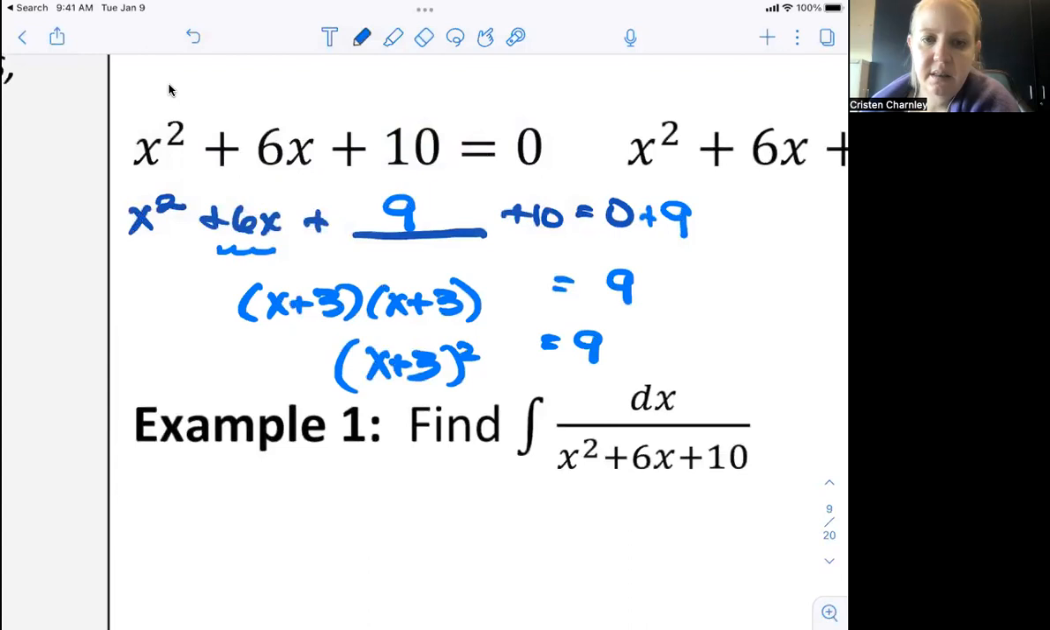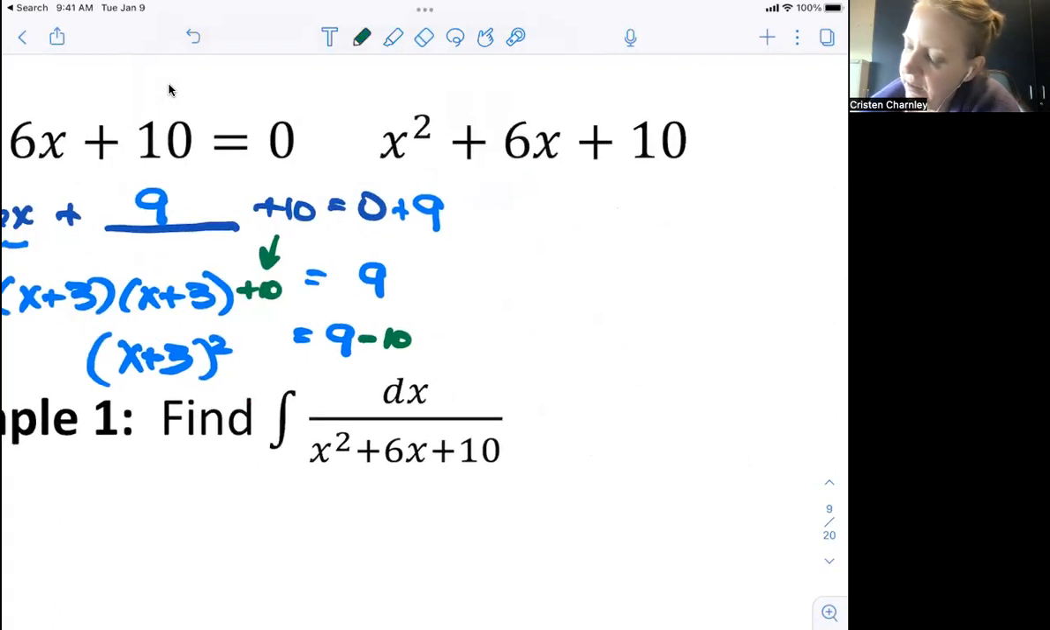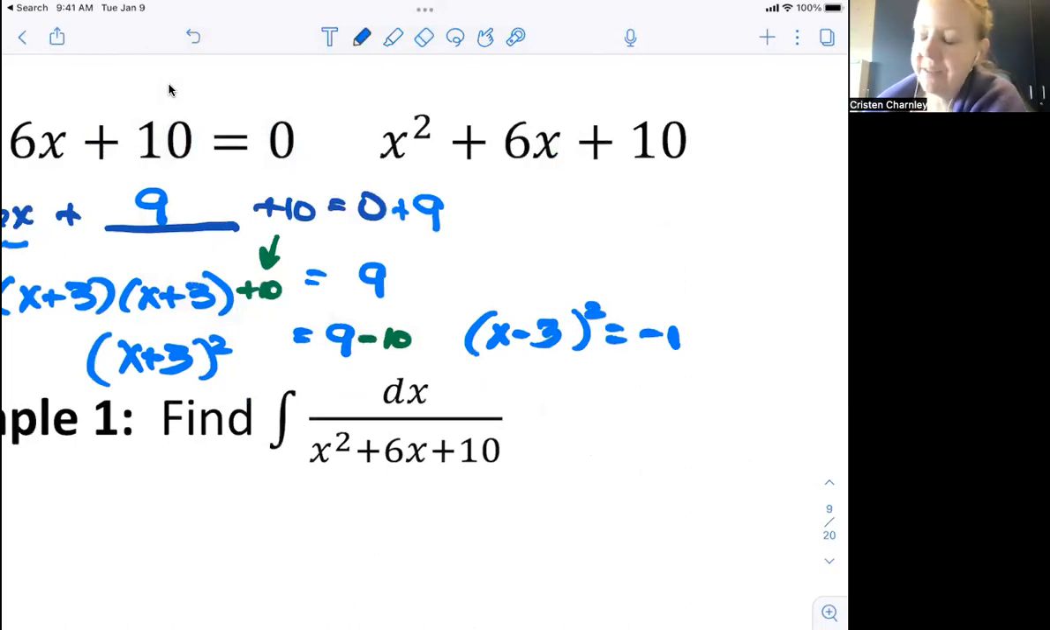Oh, you know what happened though? I made a mistake. What did I forget? Do you see it? I forgot this plus 10. So I believe then you subtracted it on the other side. There we go. And then maybe you said something like x plus 3 squared is equal to negative 1. You find the square root. This one happens to not work out. You have an imaginary number. And then solve for x that way.